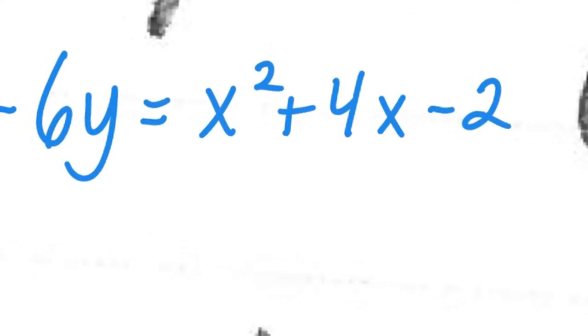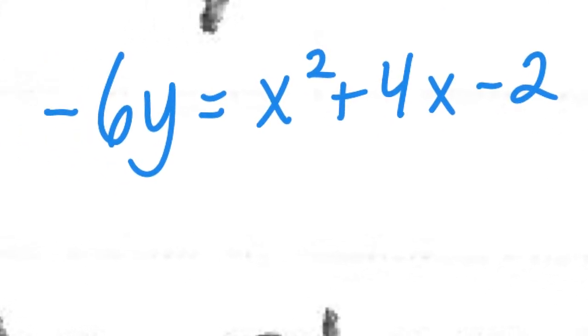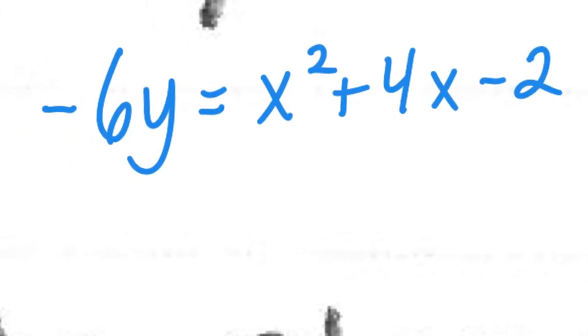Now, since this isn't a perfect square, I have to complete the square, because I know that this is going to be an x squared. How do I know that? Because that's the only thing that I have squared. And I know that this isn't a perfect square, but I've got to make it into a perfect square. So I'm going to add that 2 over. Negative 6y plus 2 equals x squared plus 4x, and good old Algebra 2 is going to come into play.